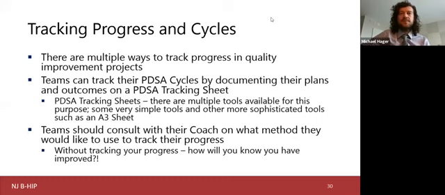Sometimes tools are very simple, and it's a page with a big PDSA, and people fill in a narrative. Other times tools are more sophisticated and borrow from our friends that do Lean and Six Sigma, like the A3 sheet. Teams really should be consulting with their coach on what method they would like to choose to track their own progress. But we must track our progress. If we don't track our progress, how will we know we've improved?